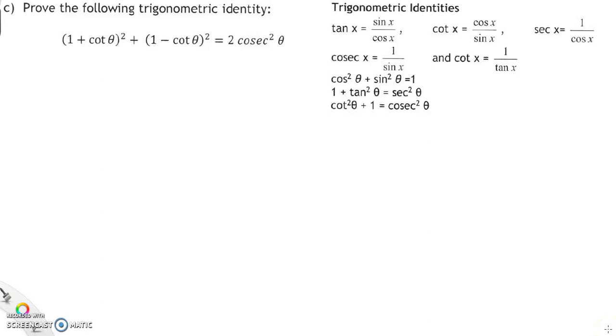Right, prove the following identity. So the stuff on the left is generally, we're going to try and crunch that stuff up on the left and make it look like the stuff on the right. So we're going to square out these brackets.